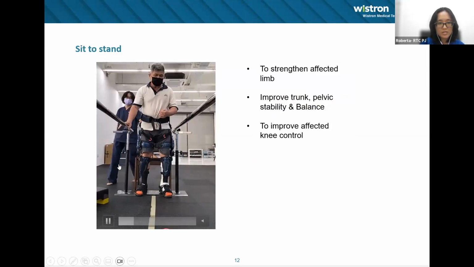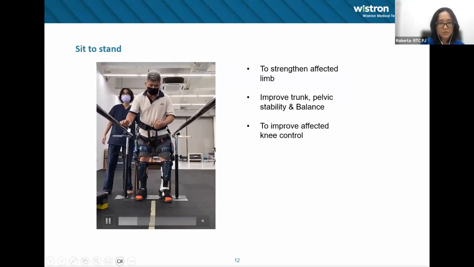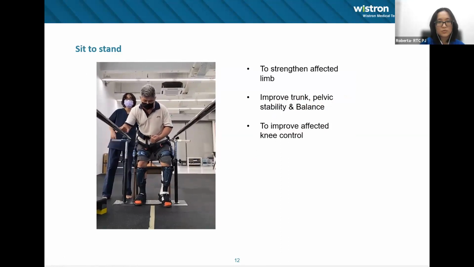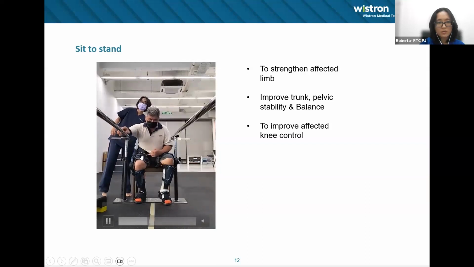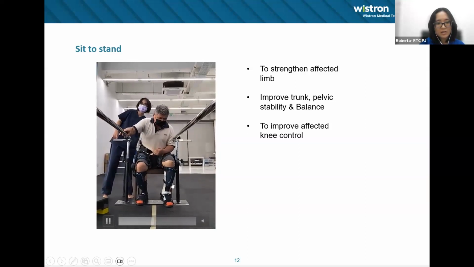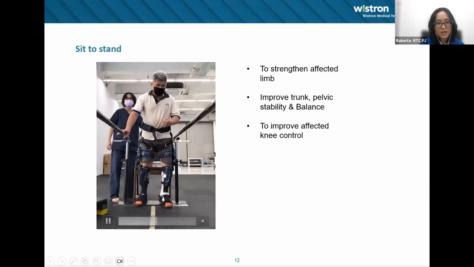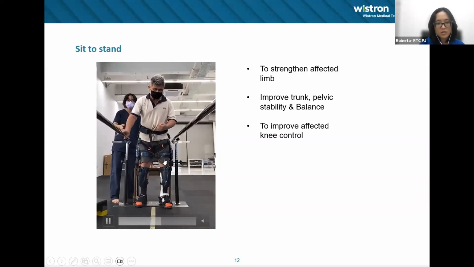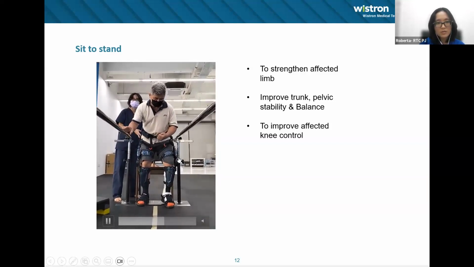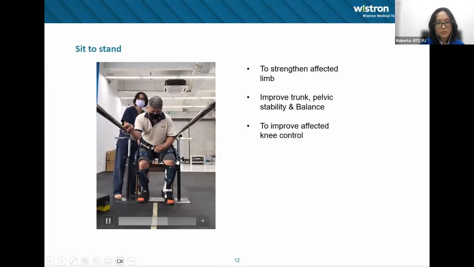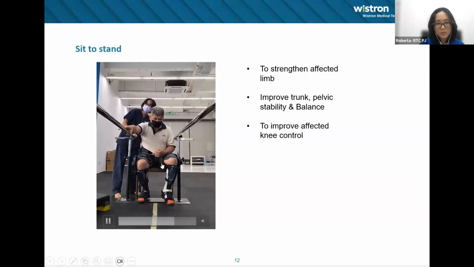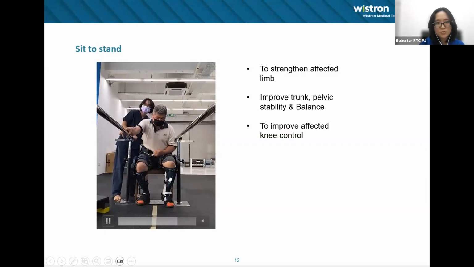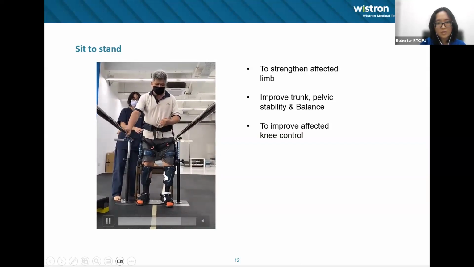So from this video, you can see the patient is using his right hand to push himself up to stand. And you can see the weight bearing, he is bearing more weight on his right side. So he is somehow lacking strength on the affected side. So from this, we can adjust the parameters of the Keeogo, and we give intense strength on the affected side so that he will have to force himself to use the strength on the affected side.